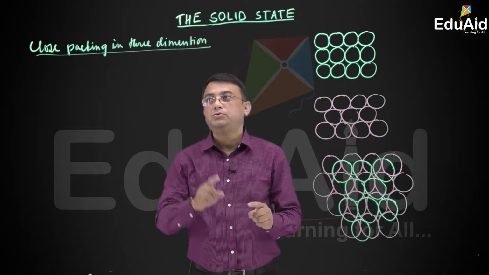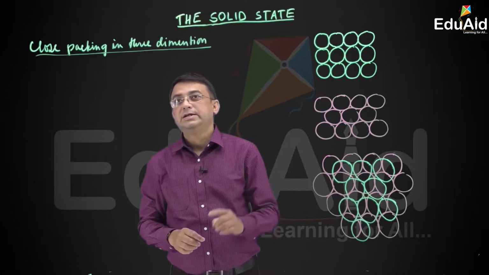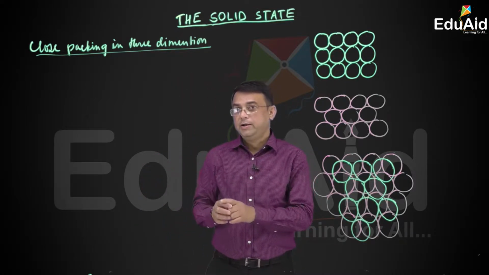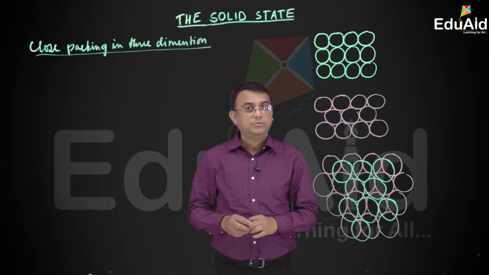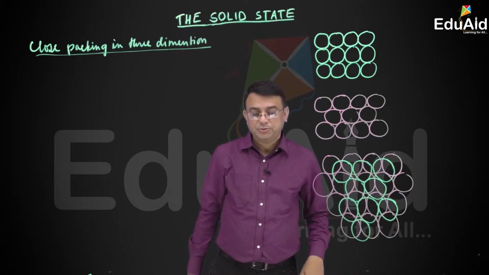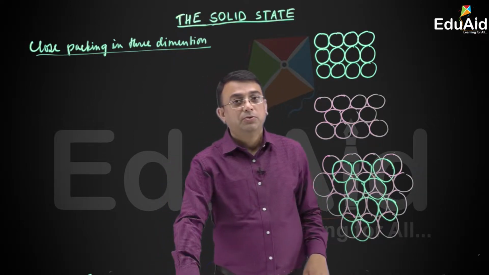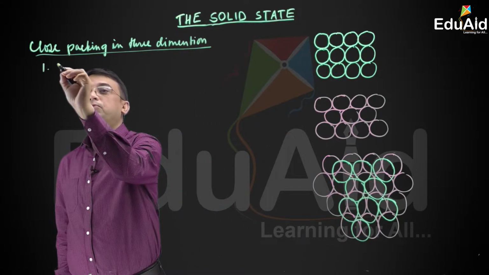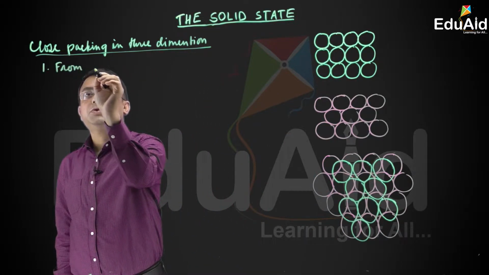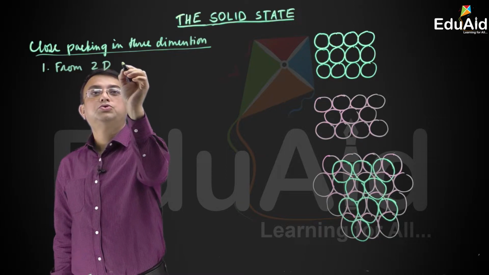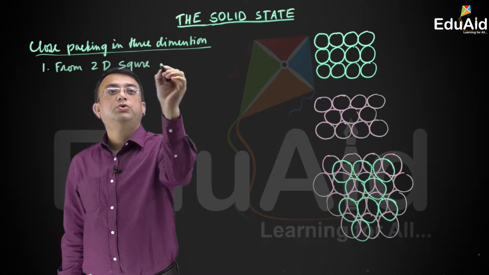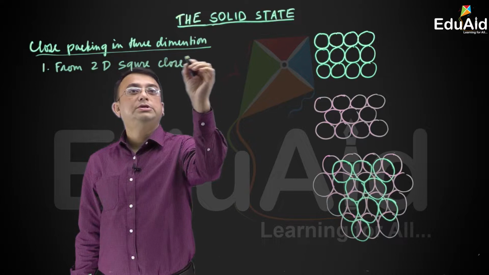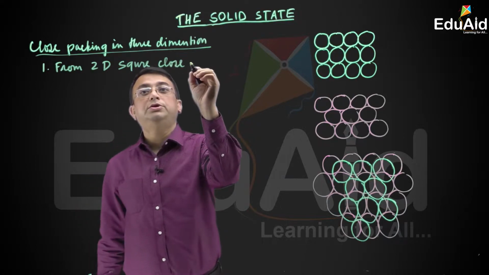Now to understand the closed packed structure in 3 dimension, we have to take the help of closed packed structure in 2 dimension. Now there are 2 types of 2 dimensional closed packed structure. What are these? First we'll start from the first part, that is 2D square closed packing. Square closed packing. You have seen just now about the 2 dimensional square closed packing.